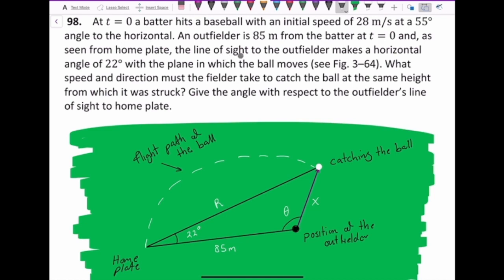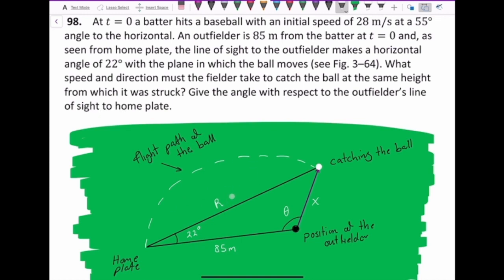the line of sight to the outfielder makes a horizontal angle of 22 degrees with the plane in which the ball moves. What speed and direction must the fielder take to catch the ball at the same height from which it was struck? Give the angle with respect to the outfielder's line of sight to the home plate.